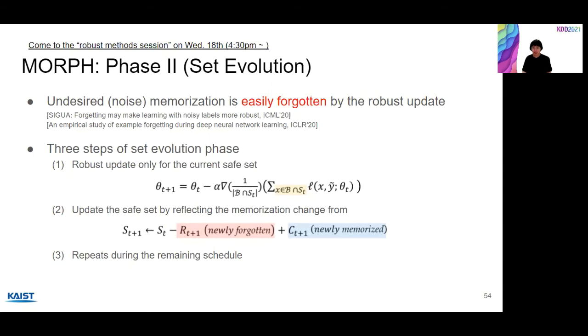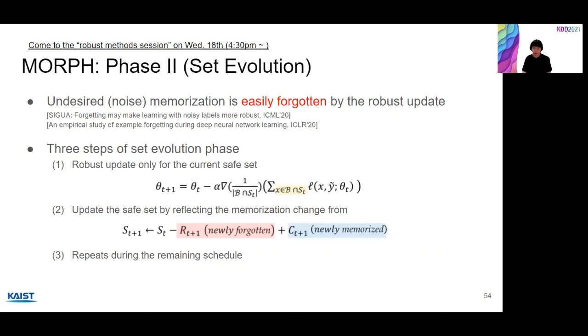Next, for the second challenge of how to expand the initial safe set into a better one, we note that the undesired memorization by the noisy examples is easily forgotten by the robust update. So the update rule in phase 2 consists of 3 sub-steps. First, we update the model only with the current safe set S_T instead of using the entire current mini-batch, because the mini-batch contains noisy examples as well.